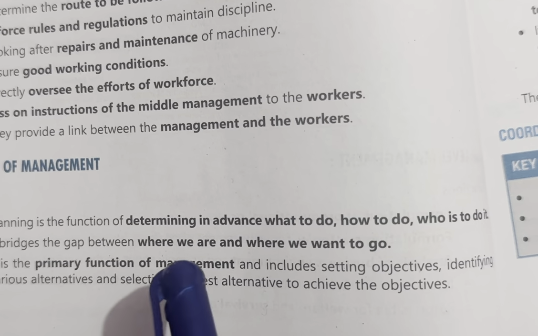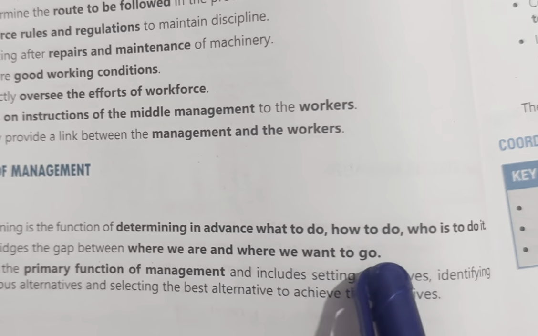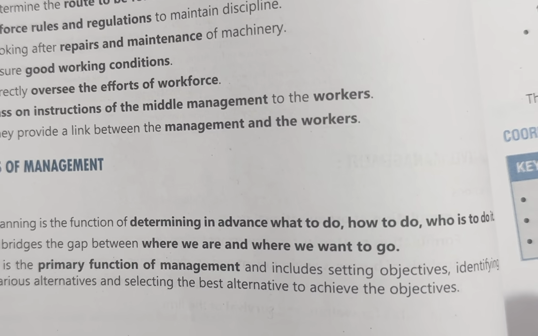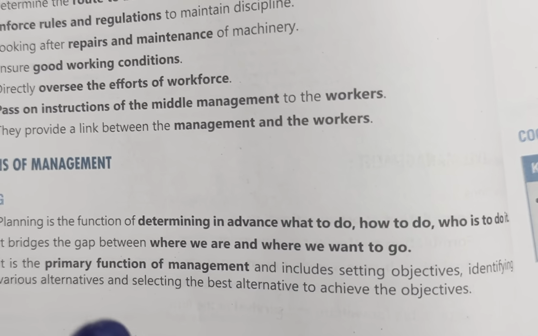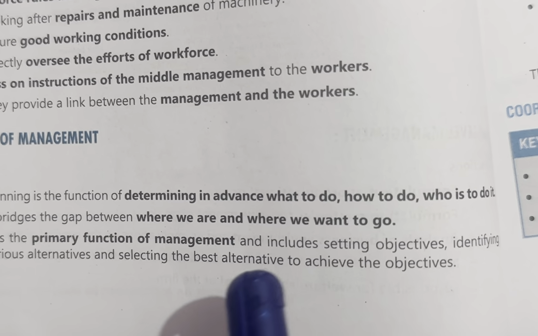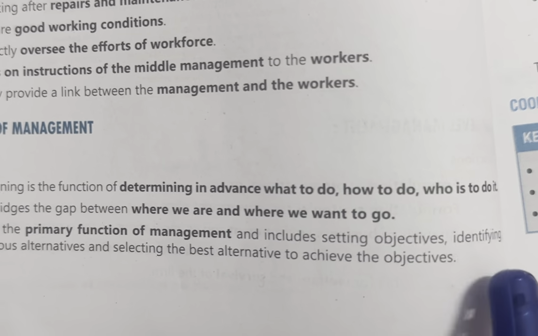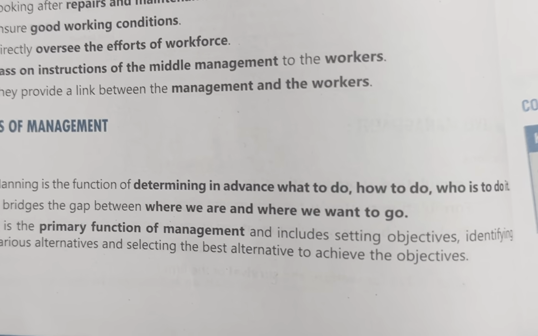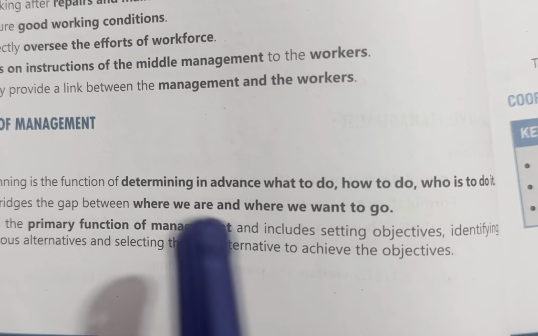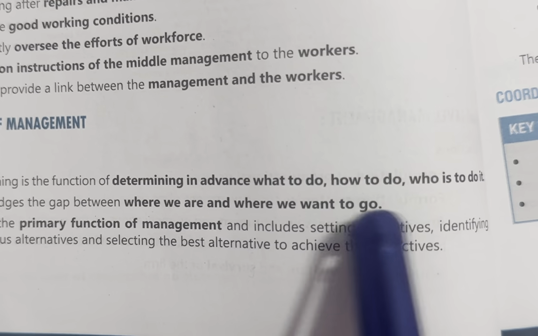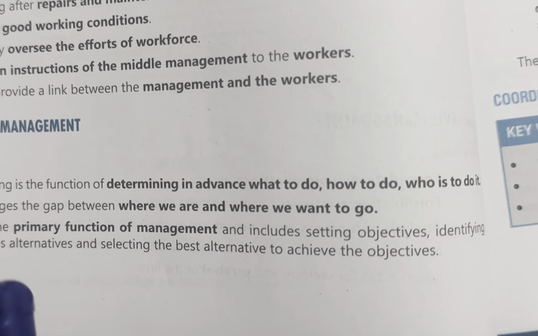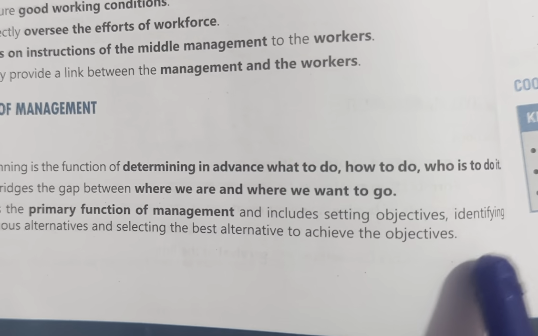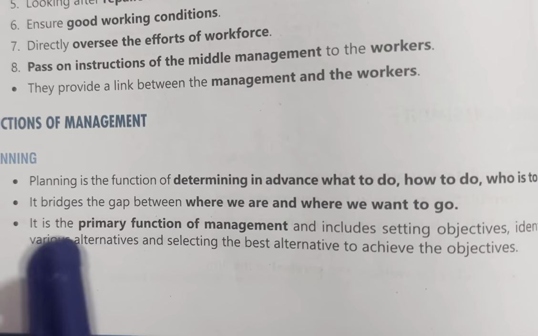It bridges the gap between where we are and where we want to go. So planning bridges the gap between where we are and where we want to go. So it helps us to do that. It is the primary function of management and includes setting objectives, identifying various alternatives and selecting the best alternative to achieve the objective. So planning is the first function of management, and every organization sets some objective and they identify various alternatives, and after that they select the best alternative to achieve those objectives. So it comes under planning.